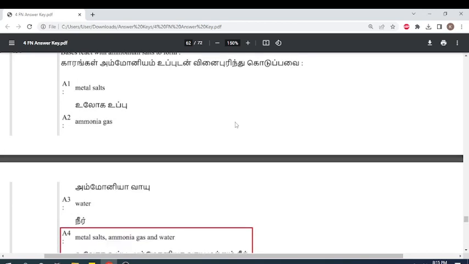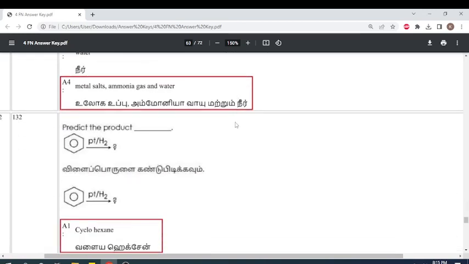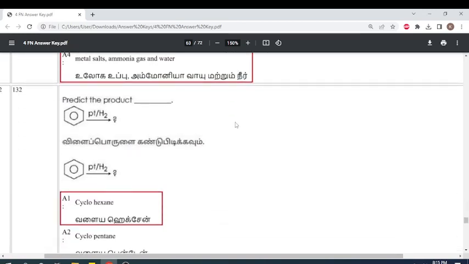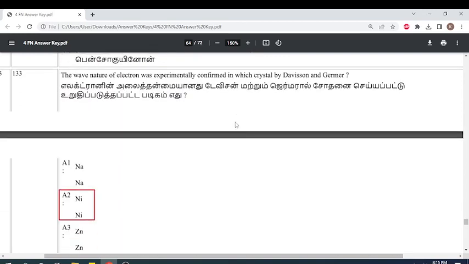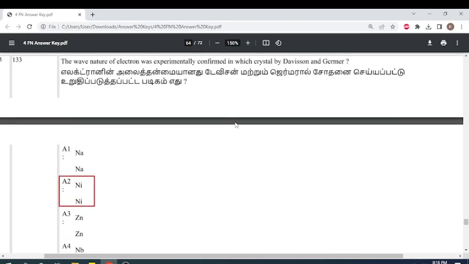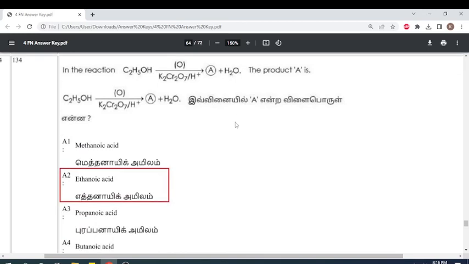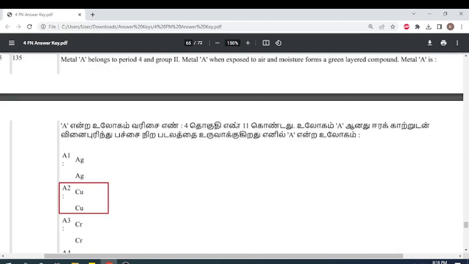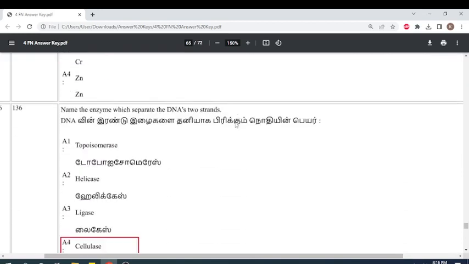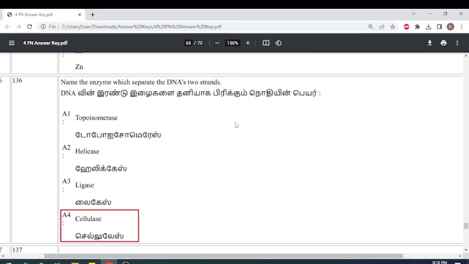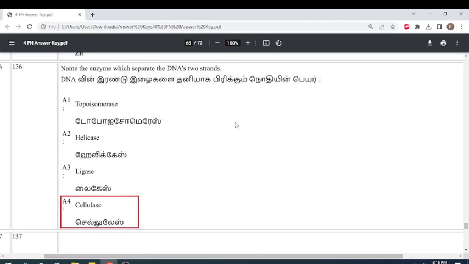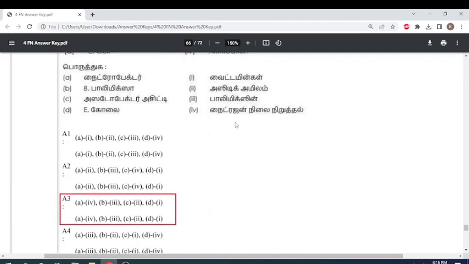131 question kaana answer A4. 132 question kaana answer A1. 133 question kaana answer A2. 134 question kaana answer A2. 135 question kaana answer A2. 136 question kaana answer A4. 137 question kaana answer A3.